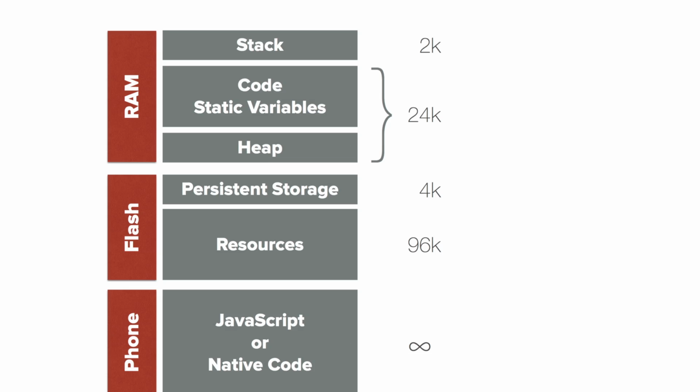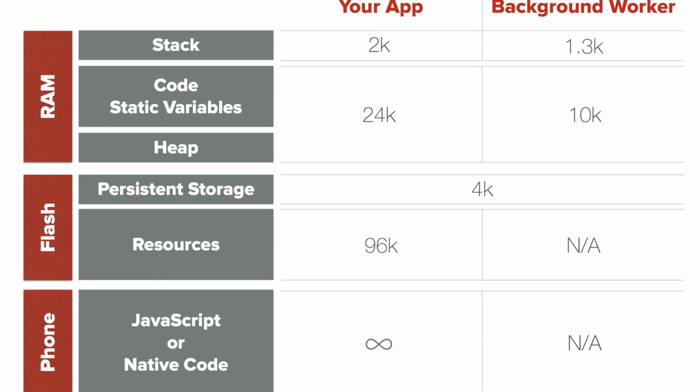OK, now that was for traditional apps. Now that we introduced background workers, those numbers shift a bit. So we have less stack and less heap available to the background worker. And also, not all the APIs are available for background workers. That includes app messages, and also you cannot access resources at all. You can use the persistent storage, though, and you can even use that to communicate between the two parts of your application. So this is just an overview to give you the numbers.